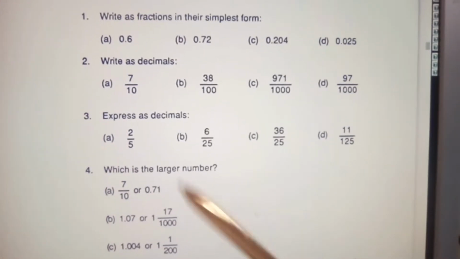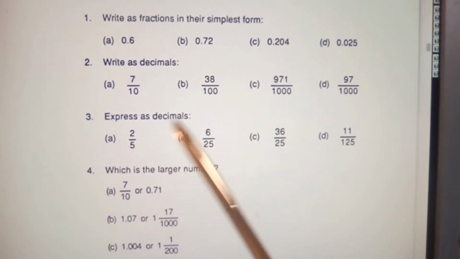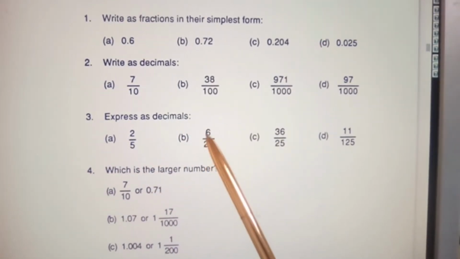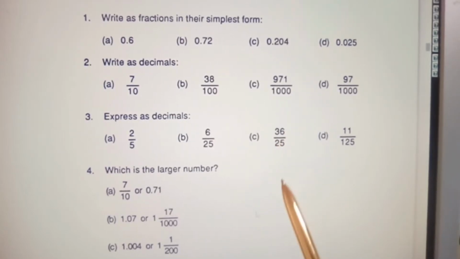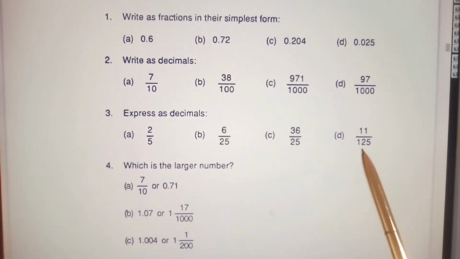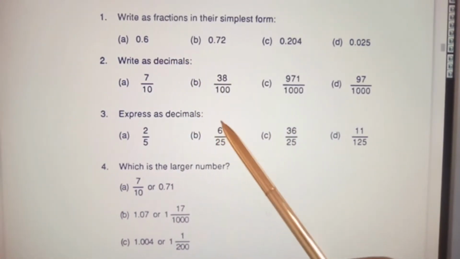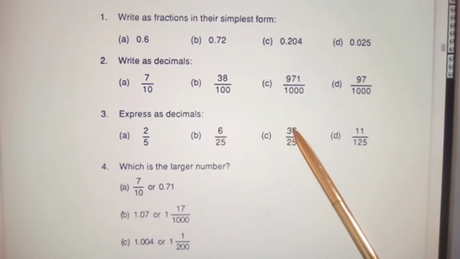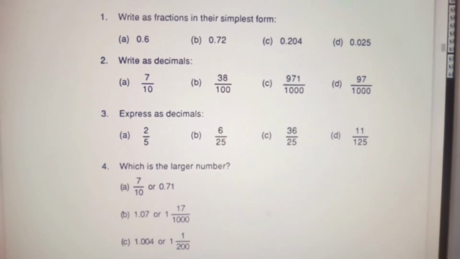Now you recall in session 7 we did 2/5. In session 8 I want to do 6/25 and 36/25, and if we have time we'll get to 11 1/25. So again, 6/25, 36/25 and 11 1/25.